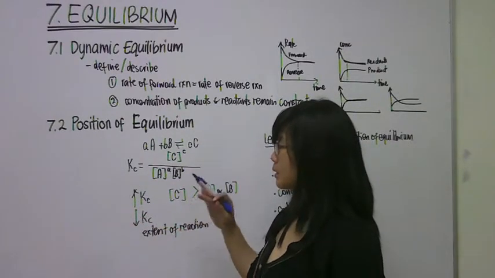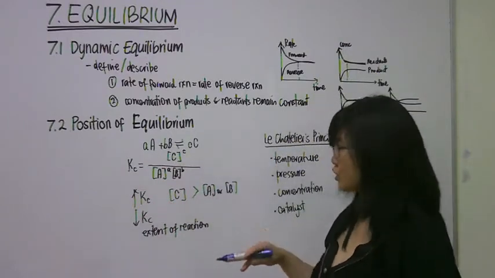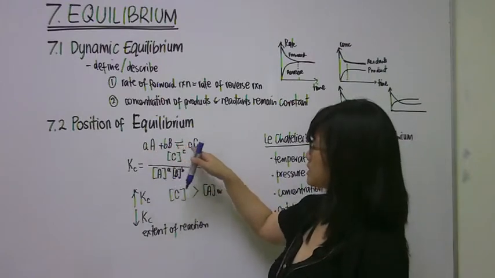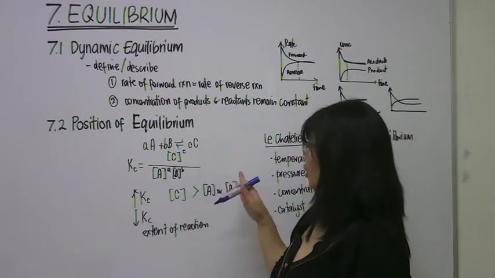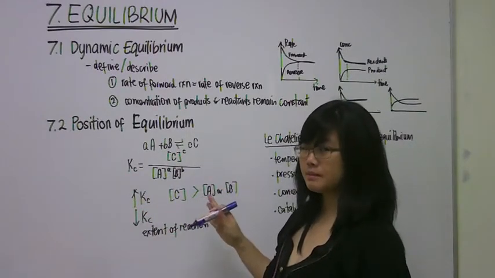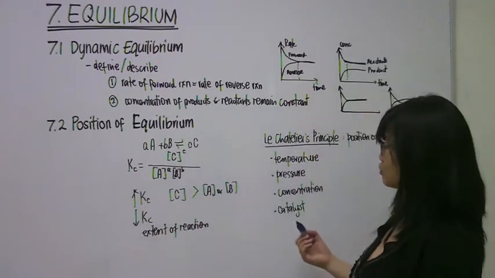You need to also mention to your student that this Kc is always a constant at the same temperature. As long as the temperature is the same, doesn't matter what you change. You can change the pressure, you can change the concentration, you can remove some reactant from here, or you can add catalyst, the Kc will stay the same when the temperature is the same. So you need to emphasize that to your students, okay?